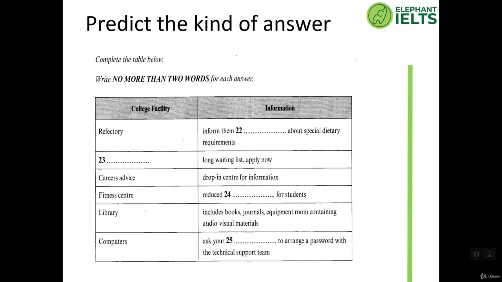For question 24, what is logical? It's in the column labeled Fitness Center, and the question says reduced something for students. Perhaps fees, do you think? We call this making an educated guess about the answer, and this helps us focus on the specific information while we're listening so we don't miss the answer.